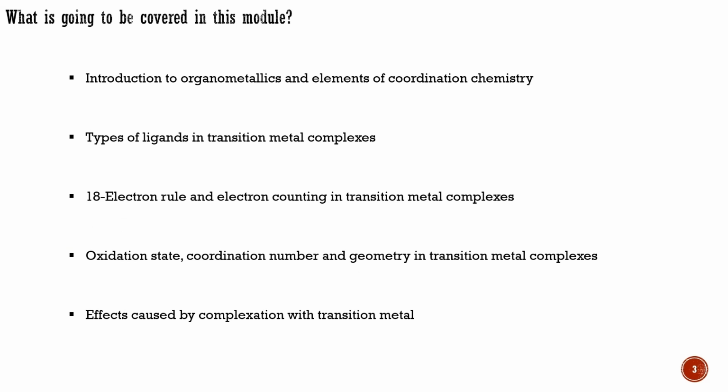You will become acquainted with the primary categories of ligands present in transition metal complexes. We will also cover the 18-electron rule and strategies for valence electron counting in transition metals. Furthermore, we will examine the distinction between formal and actual oxidation states within transition metal complexes, as well as the interplay between coordination number and geometry. The module will wrap up with a discussion on how complexation with transition metals influences ligands.